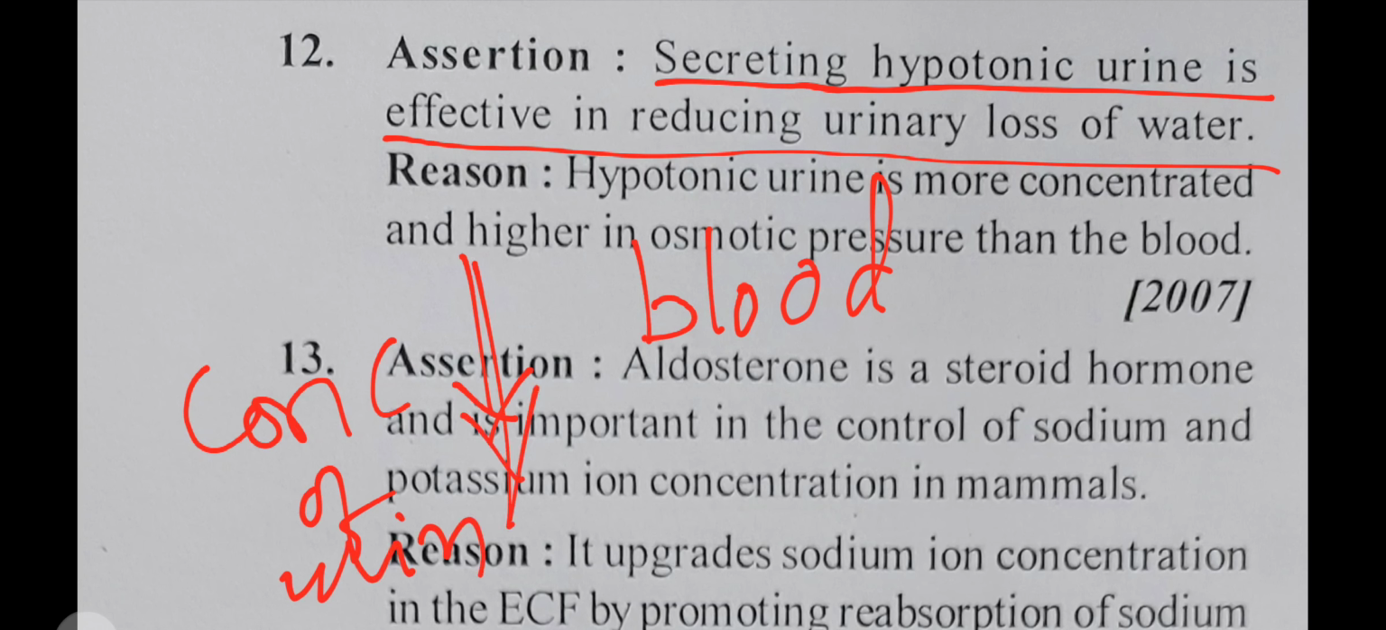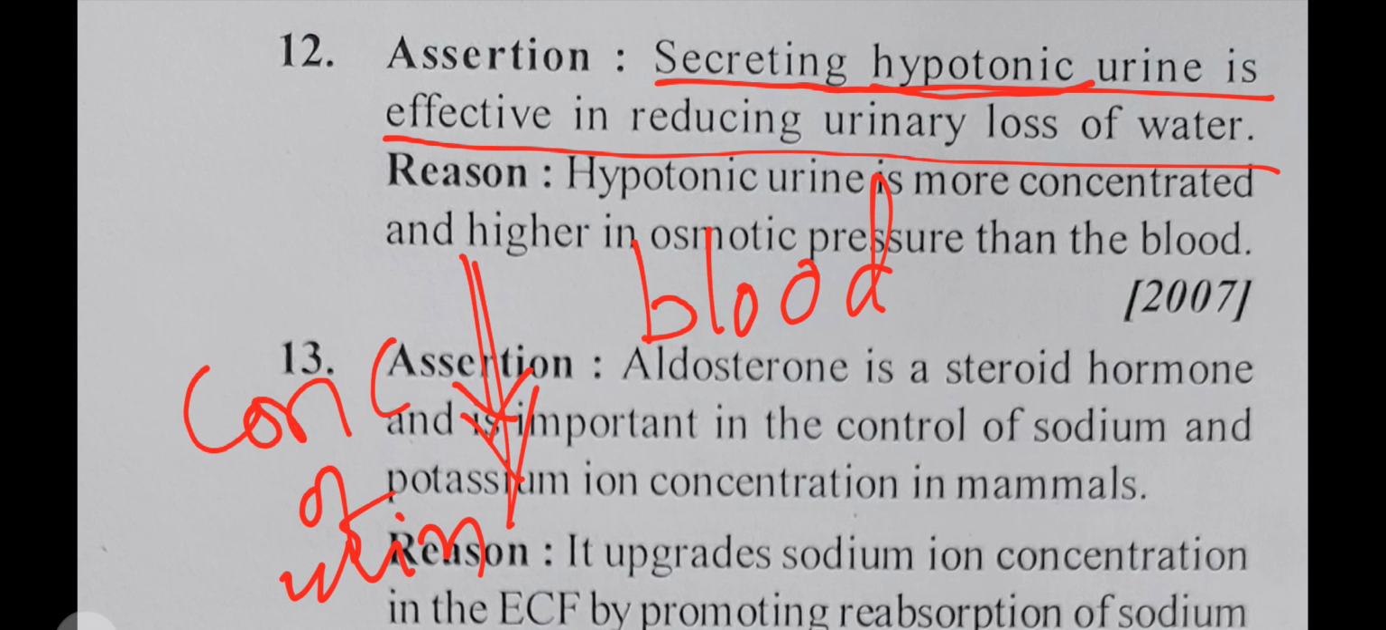And what is hypertonic? In hypertonic the concentration of urine will be more than blood, but here the condition is hypotonic, so the concentration of urine is less than that of blood. So it helps in reducing the loss of water within urine.